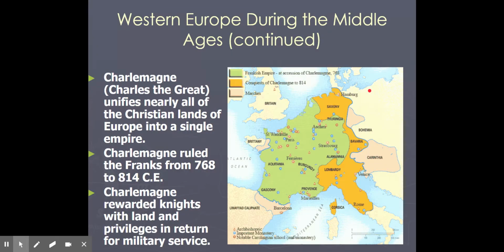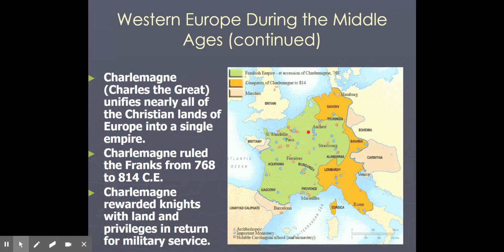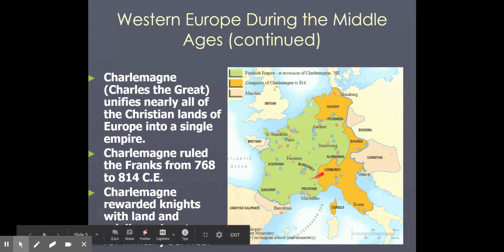Clovis's grandson, I think it was, no, sorry, great grandson or something, about 300, well, 400 years later, Charlemagne unites all the Christian lands of Europe into a single empire. Clovis basically just controlled this northern part of the territory, and under his sons, they got bigger and bigger and bigger. And under Charlemagne, he took over all of this.